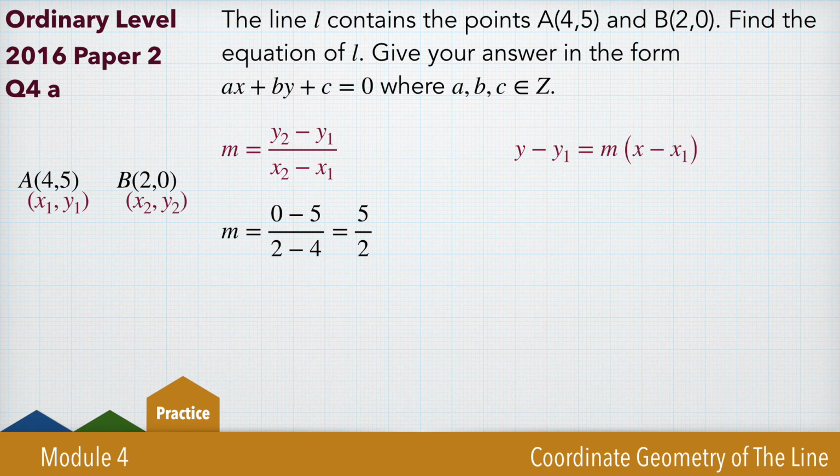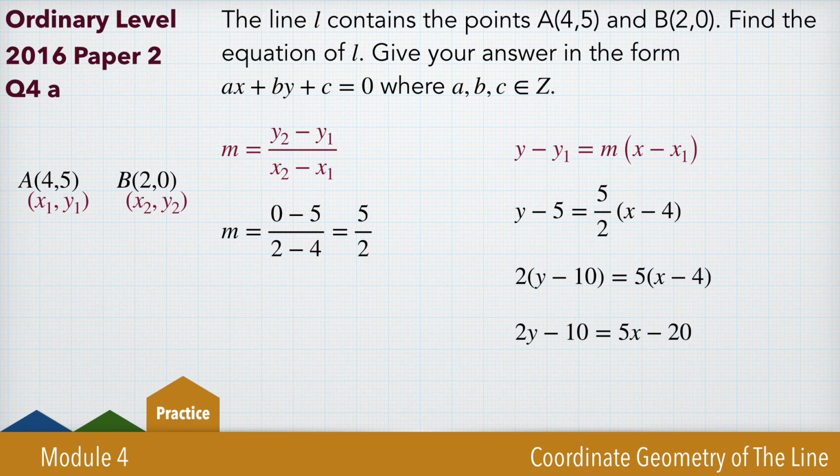Using the equation of the line formula, we can substitute our slope that we found and use one of the points. Here we will use the point A. Substituting everything, we now need to simplify. We can bring the denominator from the right-hand side to the left-hand side and multiply. Rearranging gives us 5x minus 2y minus 10 equals 0, which is the equation of the line L.